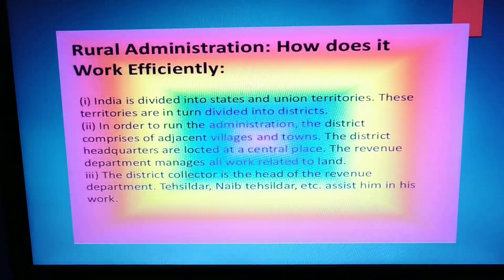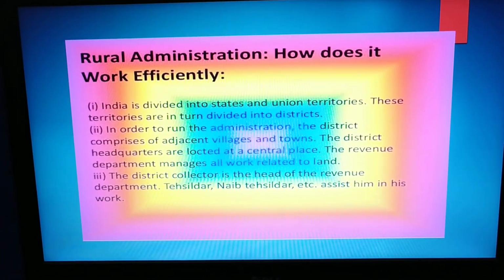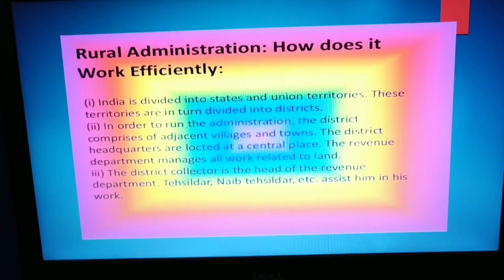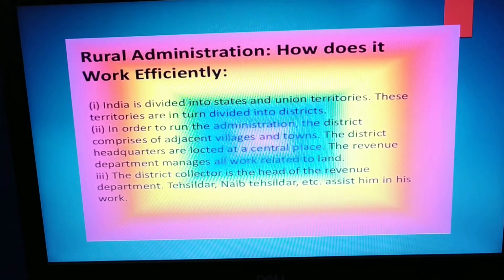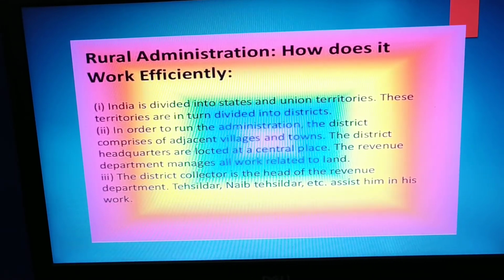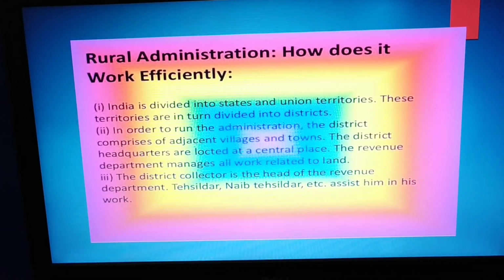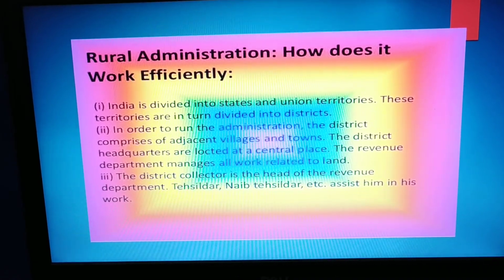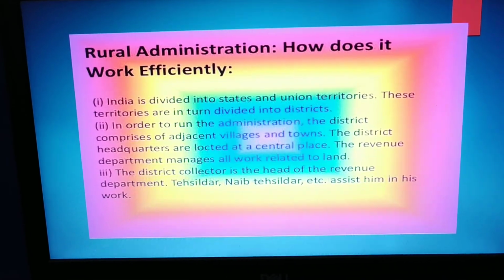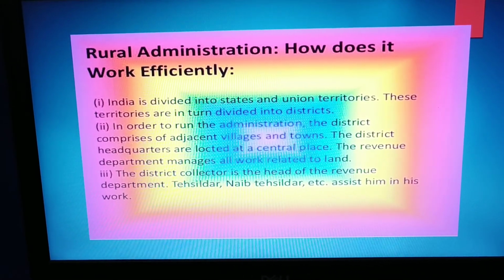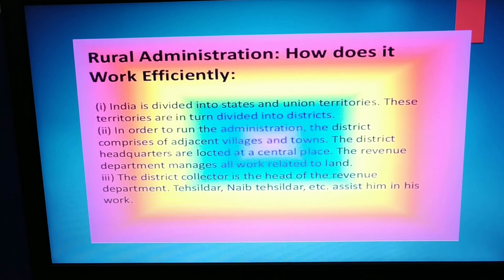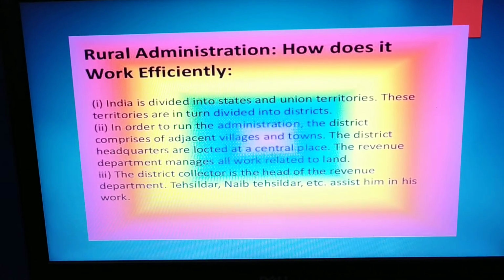India, as you all know, is divided into states and union territories, and the states are further divided into districts. As we can see in this administration, the head of the district is the district collector, and under him is a tehsildar, and under the tehsildar is a patwari. So the whole process is like, first of all the district collector, then you have tehsildars, and then you have your patwaris. The district collector supervises the work of the tehsildars, and tehsildars supervise the work of a patwari. So the whole administration works very efficiently with this.